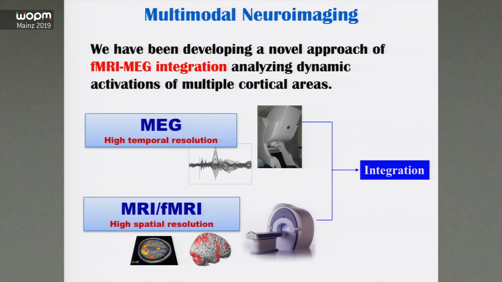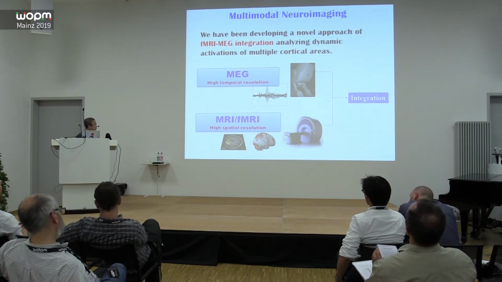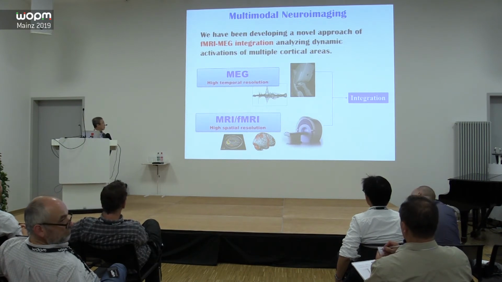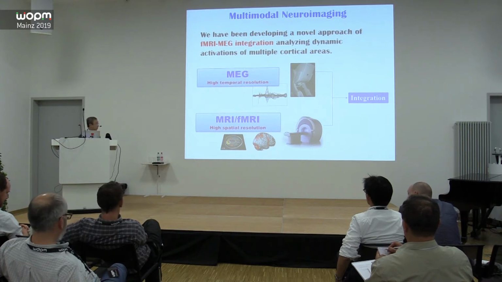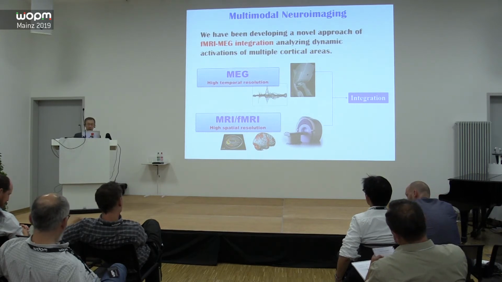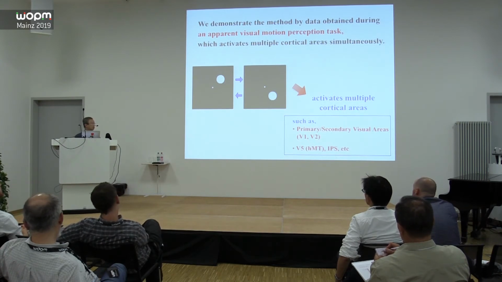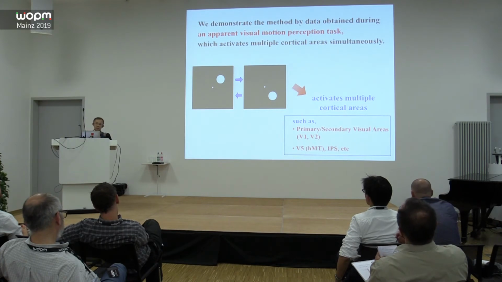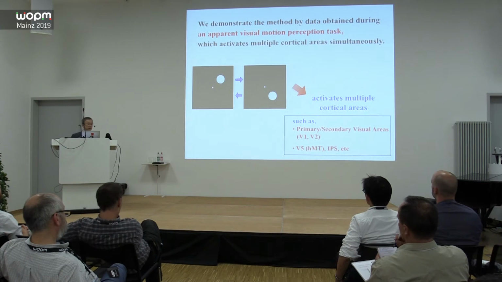We have been developing a novel approach of functional MRI and MEG integration, which analyzes dynamic activation of multiple cortical areas. I have been involved in the field of biomagnetism for more than 30 years. MEG, based on SQUID techniques, has a high temporal resolution, and MRI and fMRI have a high spatial resolution, as I mentioned before. If we can integrate both, we can reveal the higher brain functions. I want to talk about the integration method of fMRI and MEG, but my time is limited, so I'll just demonstrate what we can do by integrating both techniques.